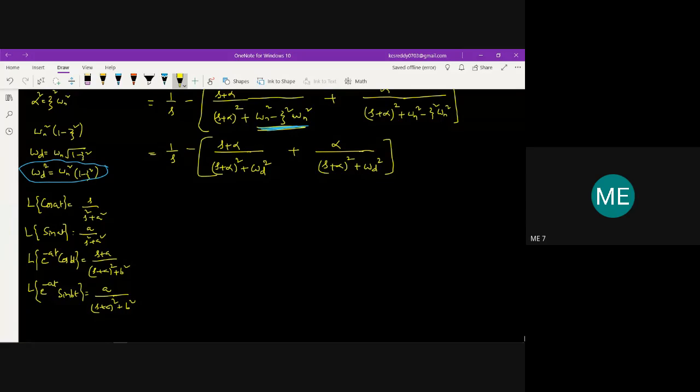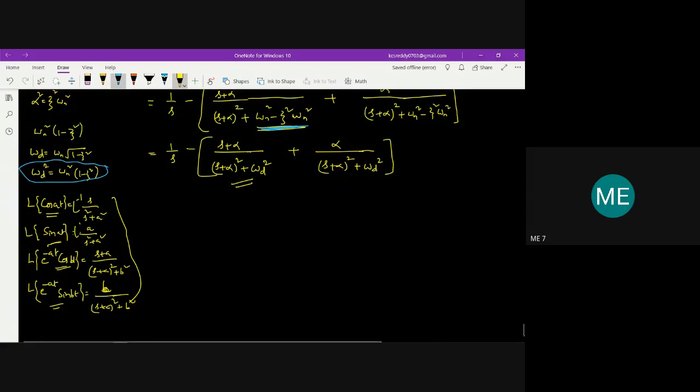In this, if I apply, this is b by ((s plus a) whole square plus b square). Here I have to bring it into this kind of form so that I can apply the L inverse of this. Then I'll get cos bt or sine bt or e power minus at, whatever it is. That is why I have rearranged the terms from the beginning to get into this form, so it is suitable for this formula.